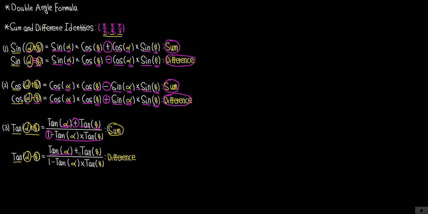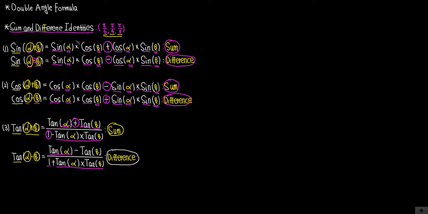and the thing that was the plus will turn into the negative sign, and the thing that was negative in the denominator will turn into the positive as it gets to the difference identities for tangent. So in the denominator, when it's a difference identity, that will be 1 plus the tangent of alpha times the tangent of beta. And this was the quick review for the sum and difference identities.